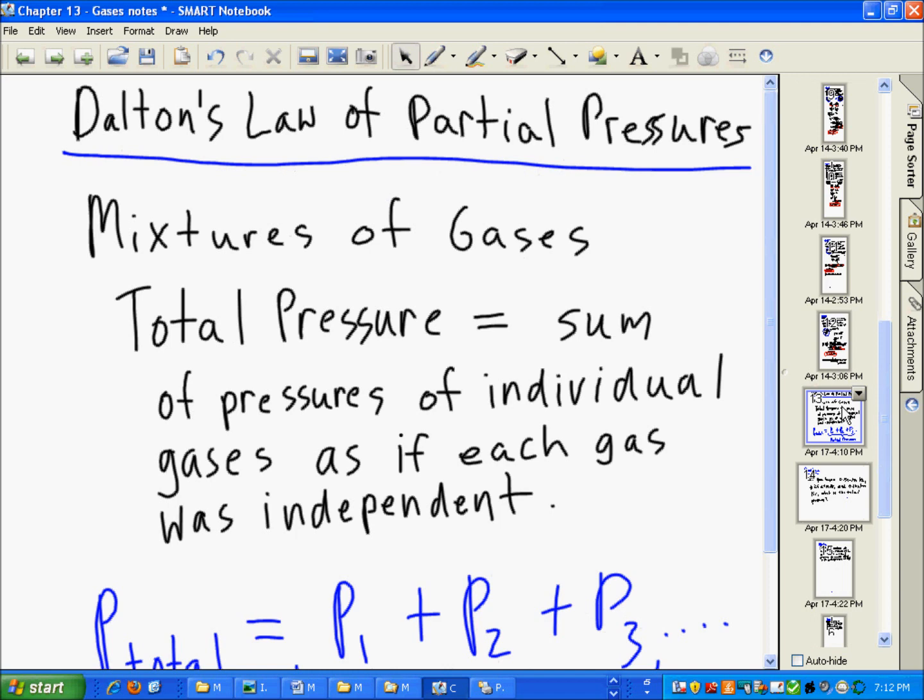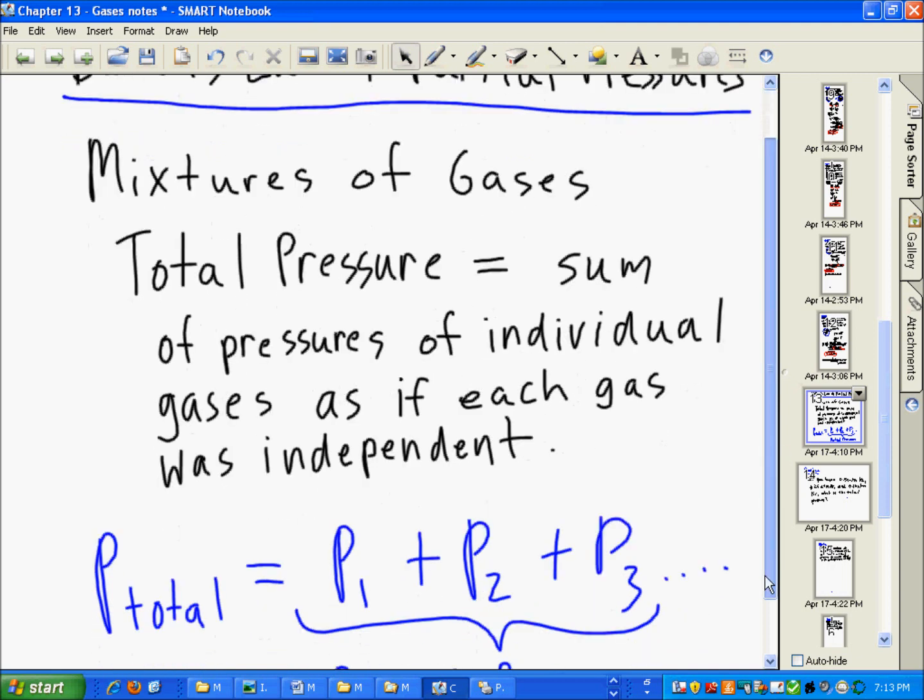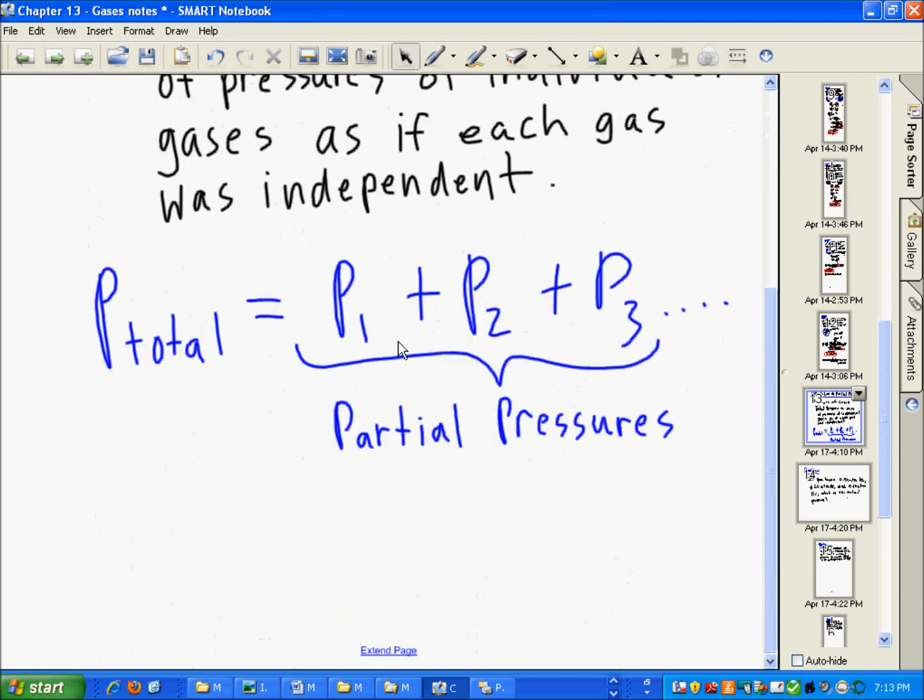And the ideal of Dalton's law is that the total pressure of a mixture of gases is just adding up the individual gases as if each one was independent of the other. It didn't know the others existed. And this goes back to that assumption that in the ideal gas law you assume that all gases are identical. So it doesn't matter what gases you're mixing together. You're assuming that they all behave the same, they behave exactly like each other, and one doesn't affect the other. So that means that you can just add up the pressures of all the individual gases to get the total pressure. And the pressures of the individual gases are called the partial pressures.